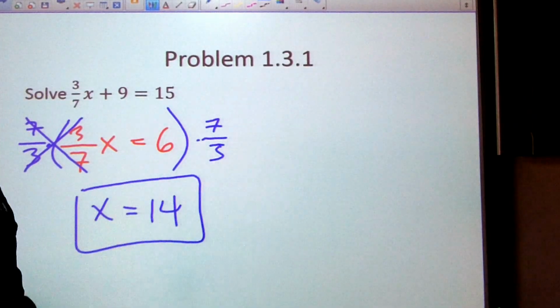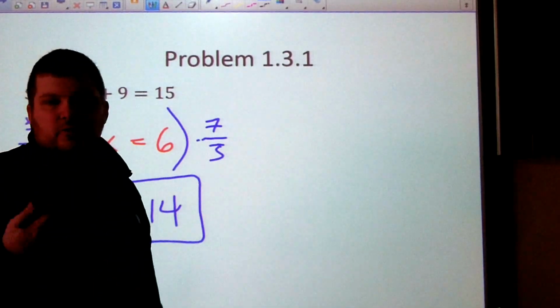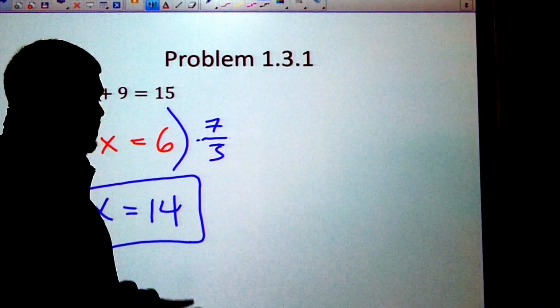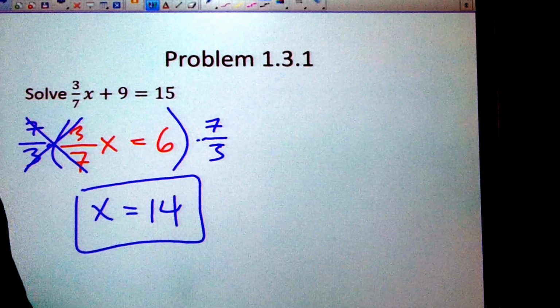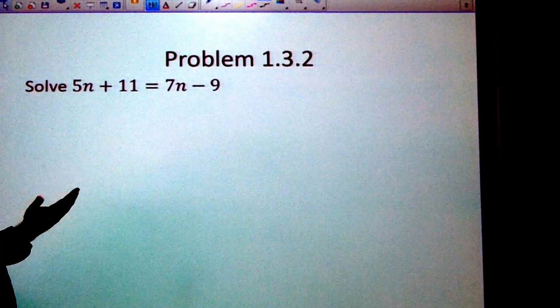Now, don't just circle or square 14, okay? It's x equals 14. If you just put 14, I'm like, 14 what? Where does 14 belong? You need to tell me that 14 belongs with the x. Okay? Let's go on. Let's try this one.